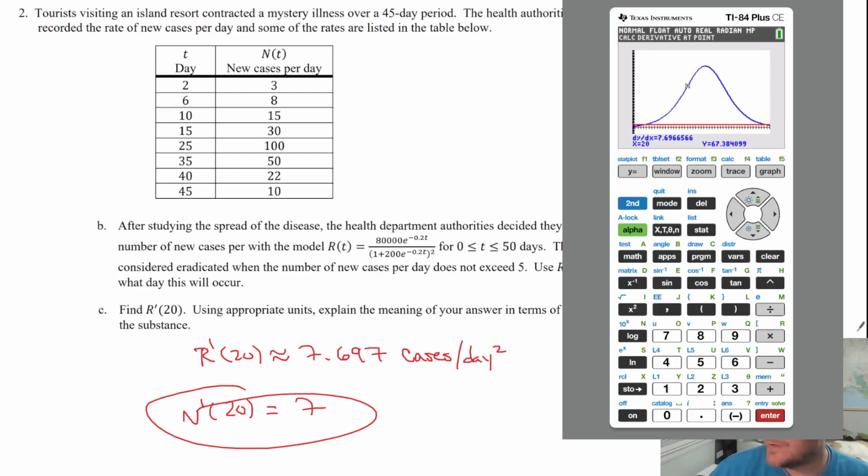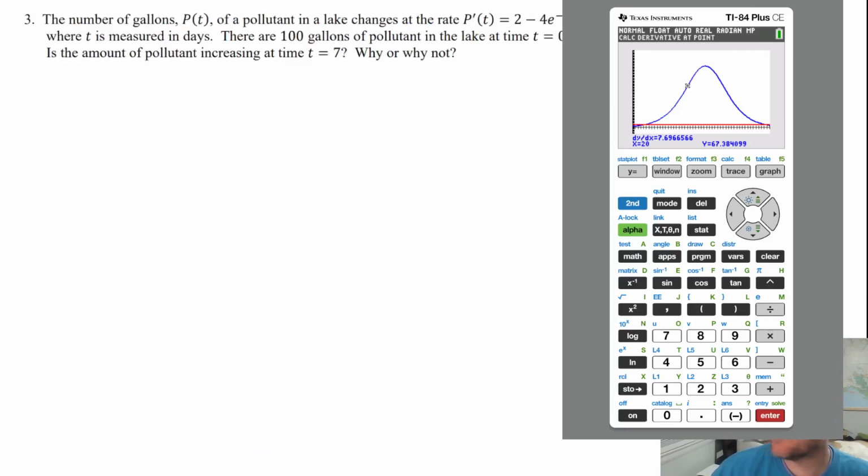So there. Moving on. So number 3 says, the number of gallons P of T of a pollutant in a lake changes at a rate of P prime of T equals this function, gallons per day, where T is measured in days. There are 100 gallons of pollutant in the lake at time 0. Is the amount of pollutant increasing at time 7? Why or why not?